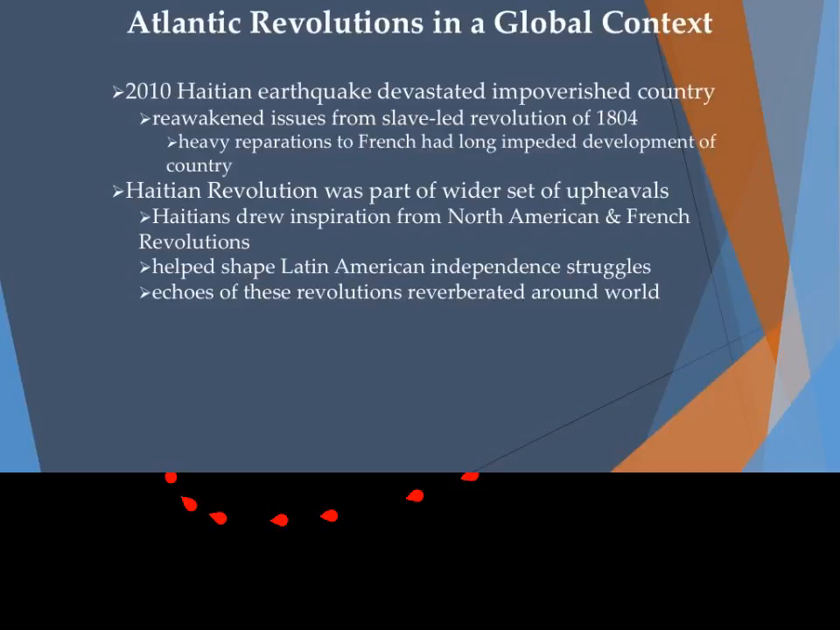Echoes of these revolutions, though, reverberated around the world. So it begs the question, from the mid-18th century to the mid-19th century, a series of uprisings took states and empires from Russia to China and from Persia to West Africa. And some historians see these as a part of a global crisis and place the Atlantic revolutions in that context, arguing for a thesis of converging revolutions.